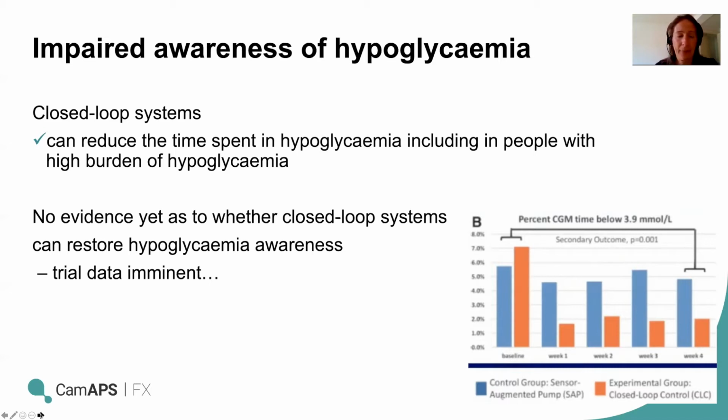And there's recently been a really exciting study which has been done with a different closed loop system, which looked at people who have a really high burden of hypoglycemia or hypo unawareness at baseline, and their data is about to be produced. What we don't know yet is whether closed loop systems are able to restore hypoglycemia symptoms, and that really would be a really impactful benefit of closed loop. But at the moment we don't yet have that data. But I think this isn't something that needs to be avoided by people with impaired awareness of hypoglycemia, but should hopefully benefit.